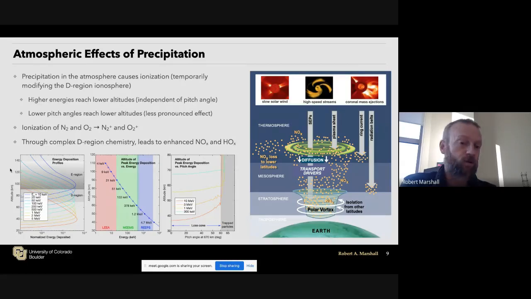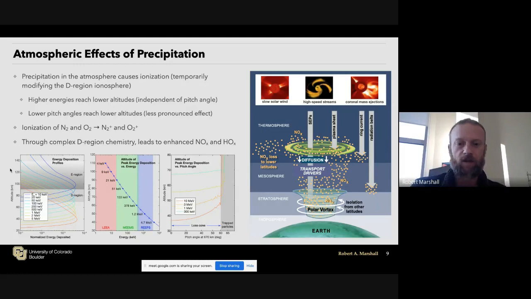In particular, this ionization produces N2+ and O2+, and then there's a complicated chemistry which will lead to other interesting molecules being enhanced. And in particular, we care about NOx and HOx, which are things like NO, NO2, HO, HO2, and so forth.